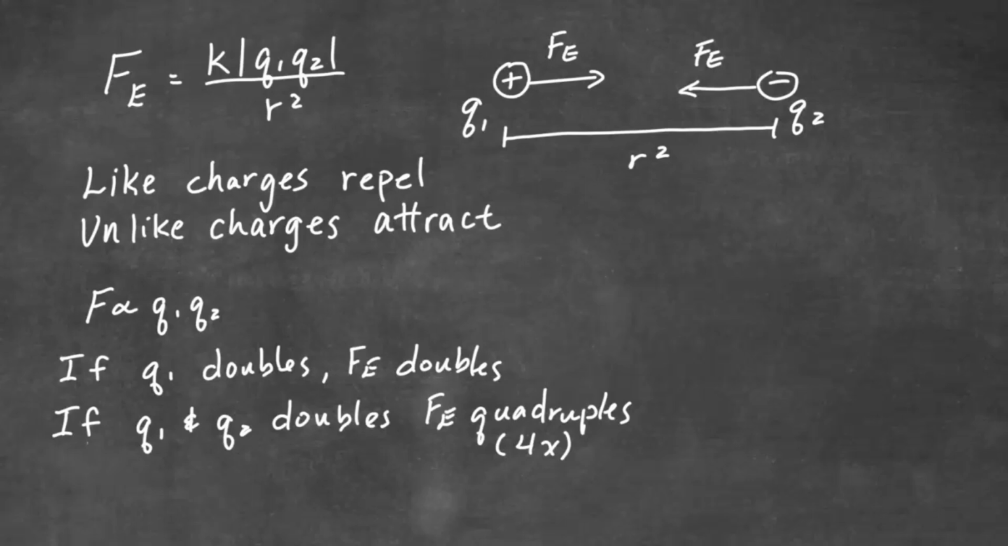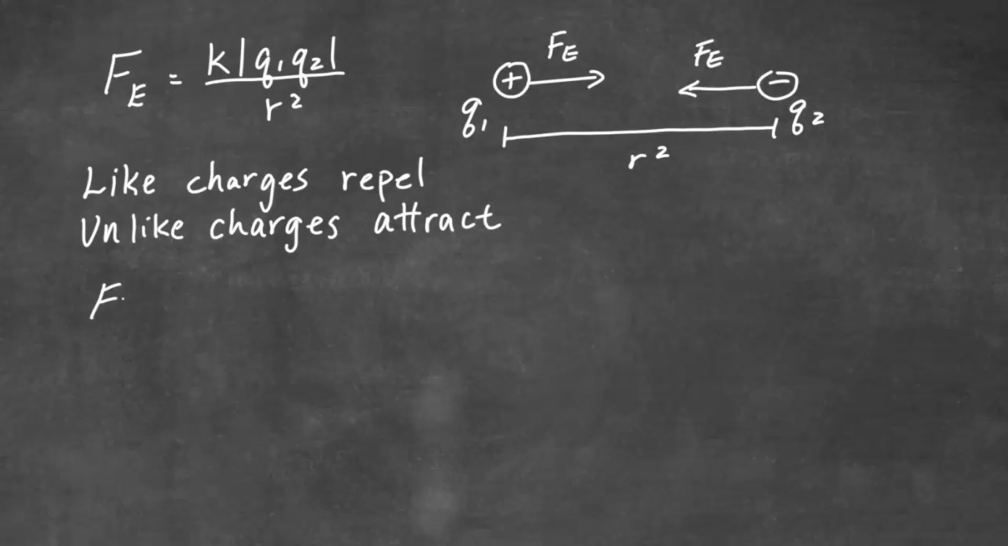Next, we'll look at the relationship between the electrostatic force and the distance between the two charges. This relationship is an inverse square relationship. You'll notice not only that it's an inverse, but there's also a squared on the distance. So we say it's an inverse square relationship. If the distance increases, the electrostatic force will decrease.